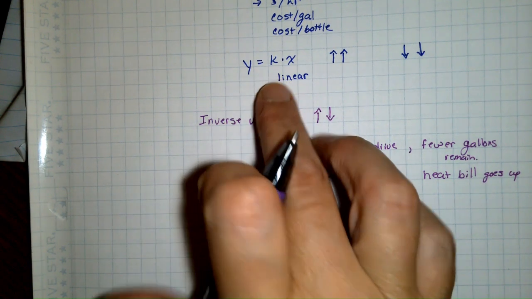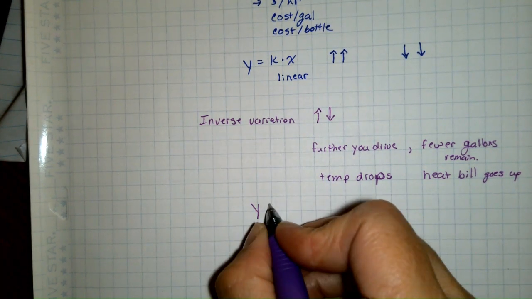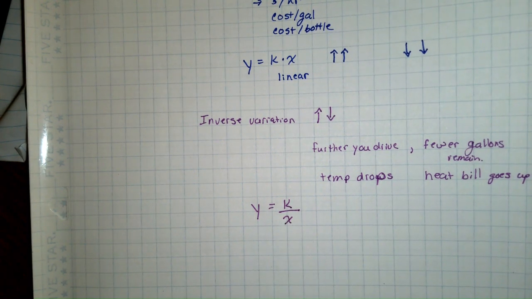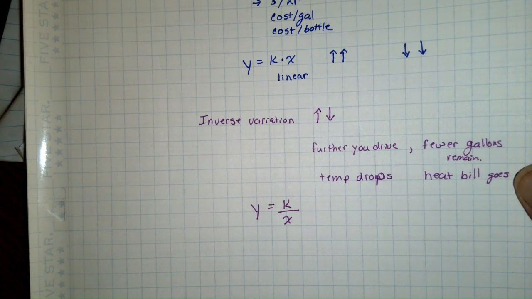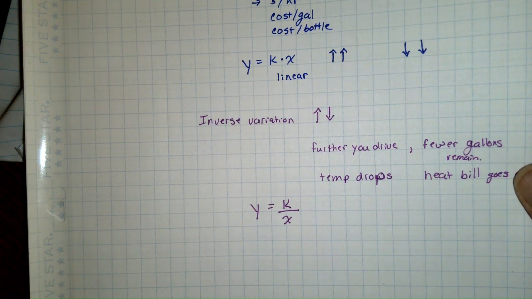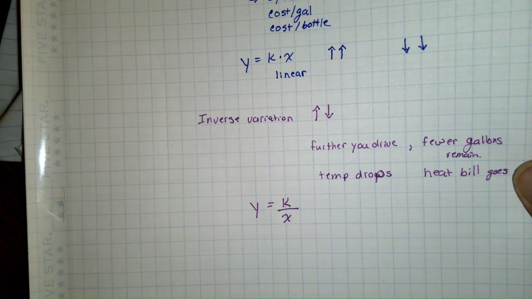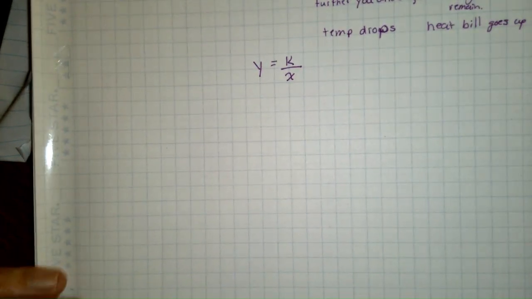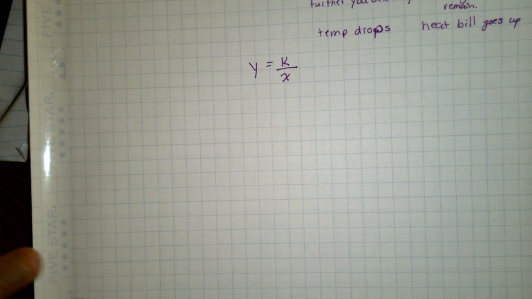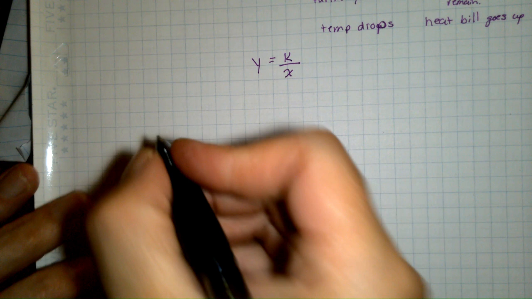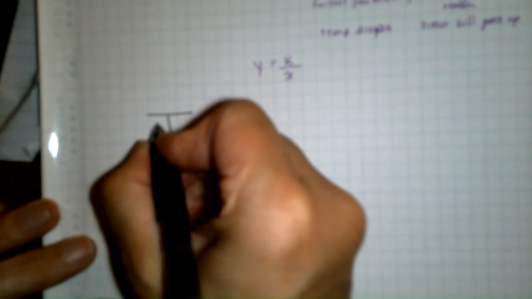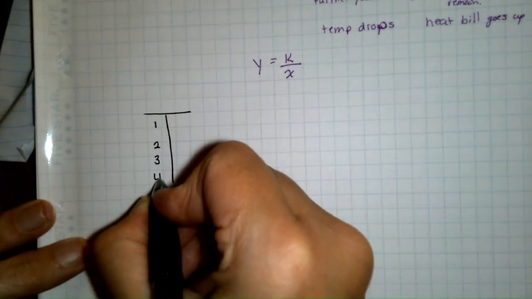So instead of y equals k times x, these are going to be written y equals k divided by x. And so directly is multiply, inversely is divide. Okay, inverse is kind of the reciprocal, right? Hence why it's the reciprocal function. So we're going to look at a couple of options. I'm just going to give us a couple of charts. Sometimes they'll give us charts vertically, sometimes horizontally.